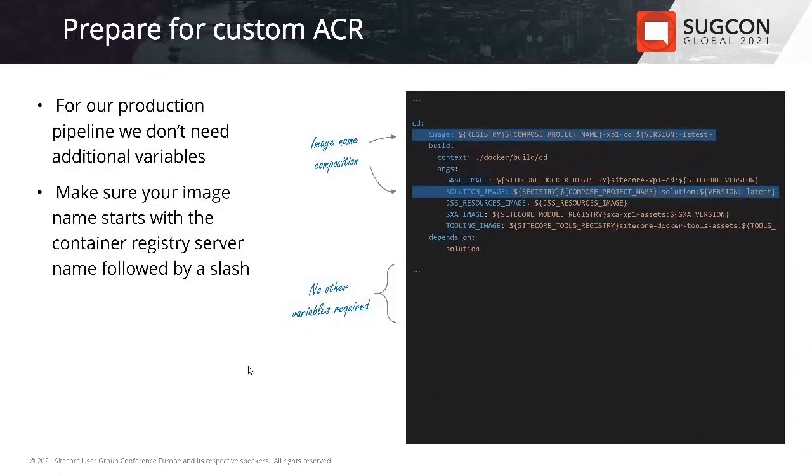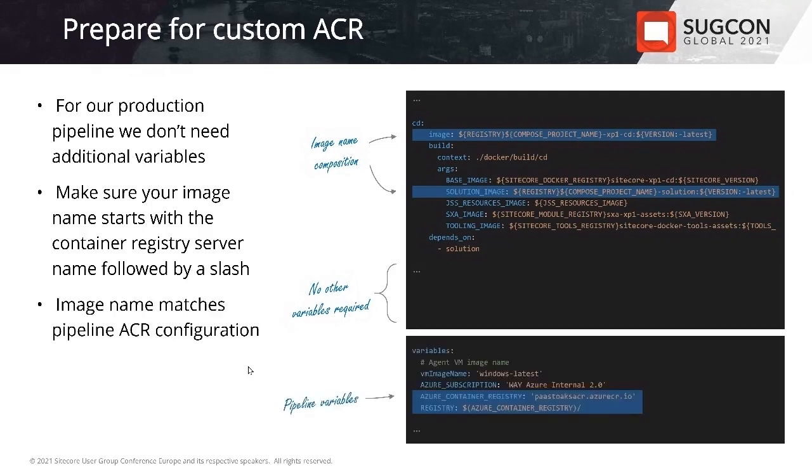And then we need to do a few more things to complete our Compose file and prepare for pushing to our custom ACR. And that is that your image name really has to start with the name of, in my case, the Azure container registry, followed by a slash. So if you look at the pipeline variables, you see that we included the name of the container registry, and also a variable that's called registry with a trailing slash, and that is prefixed to the image name in your Compose file. And you want to do that because this is needed for the image to be pulled from your ACR. So you should get that right.